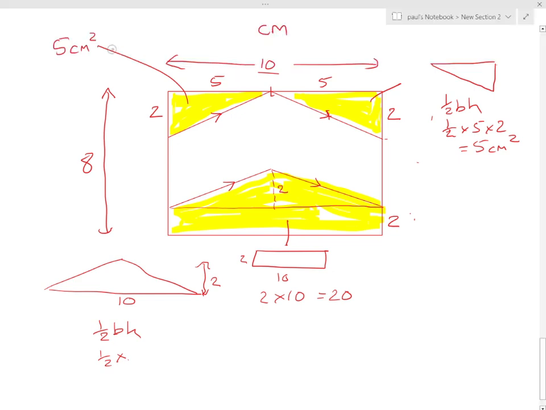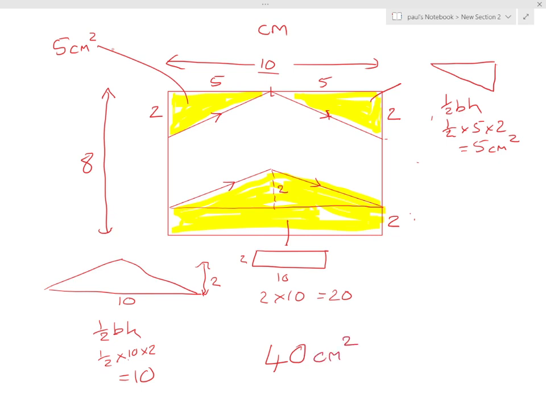Could have done it in 2 halves, 2 little triangles. Half times 10 times 2, which equals 10. Okay, so what have we got all together for the yellow? We've got 5 and 10. 5 plus 5 make 10, plus 20 make 30, plus 10 make 40. So the yellow is 40 centimeters squared.